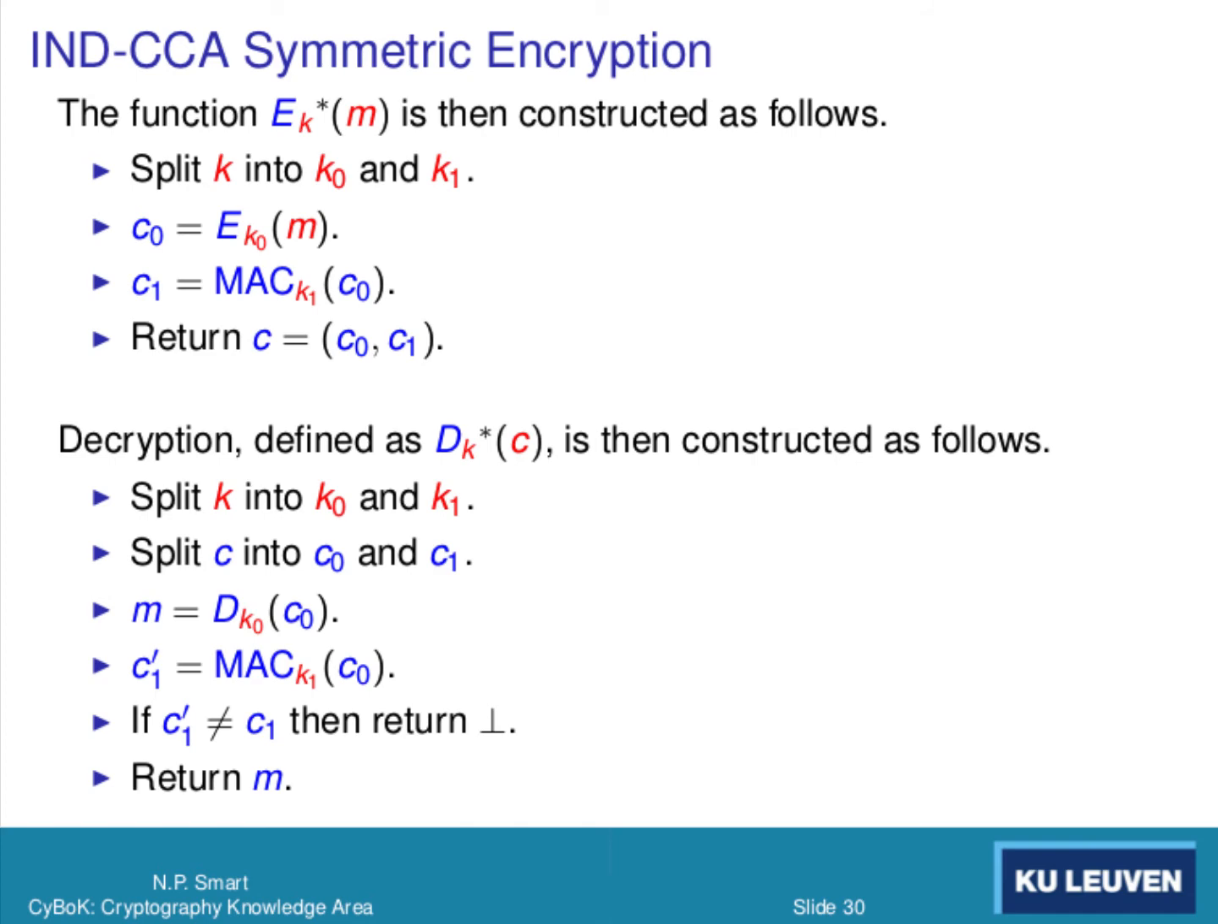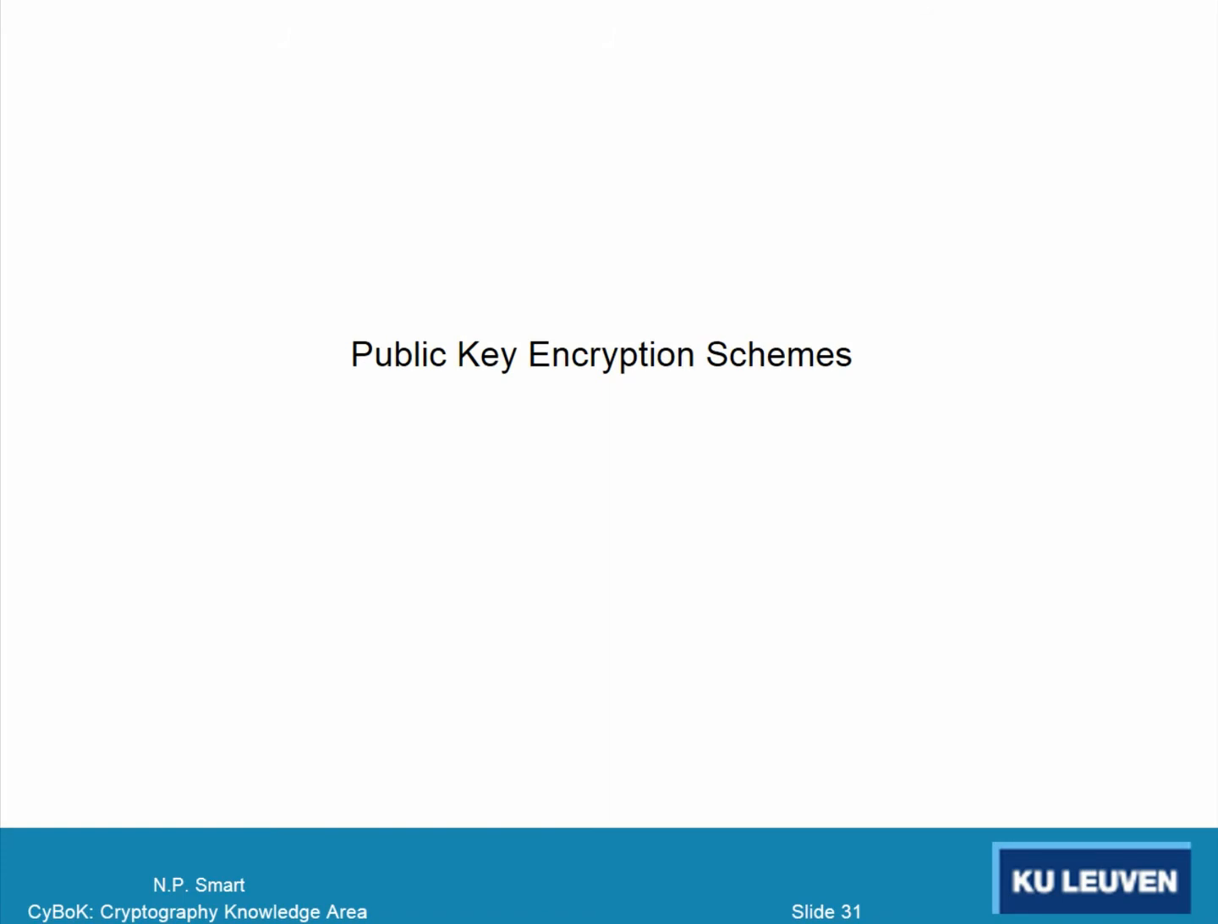For decryption, what you do is you take the key, you split it again, you first decrypt the C0 component to give you M, and then you verify the MAC key is correct by MACing the C0 again. You check whether the C1 component you've just got is equal to the C1 component that you got from the ciphertext. If it is, then you've got a valid encryption. If it isn't, then you return the perp symbol, which says things are invalid, that the recipient has received an invalid ciphertext. So that summarizes how we do symmetric key encryption from a very, very basic viewpoint.